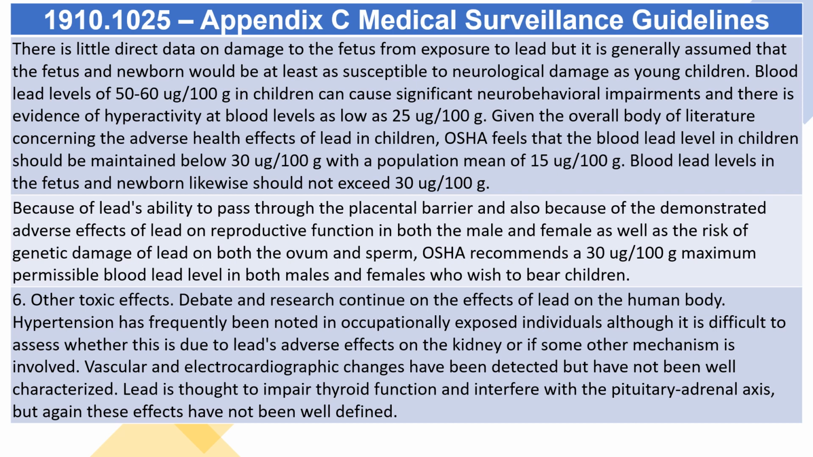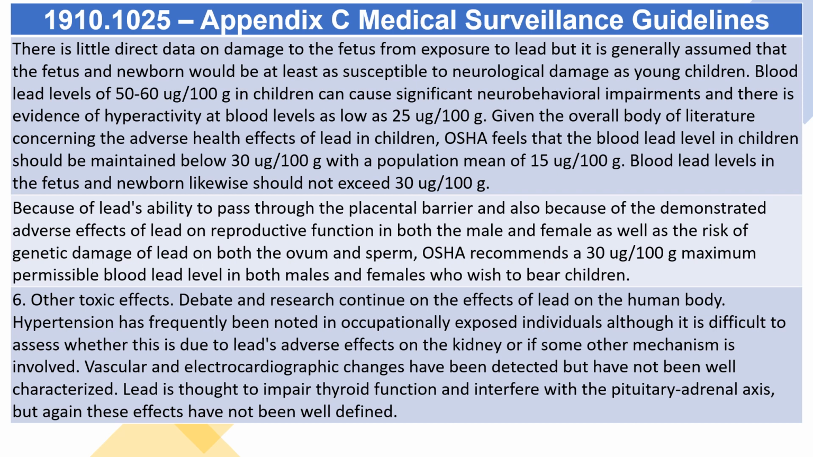Blood lead levels of 50 to 60 µg/100 g in children can cause significant neurobehavioral impairments, and there is evidence of hyperactivity at blood levels as low as 25 µg/100 g. Given the overall body of literature concerning the adverse health effects of lead in children, OSHA feels that the blood lead level in children should be maintained below 30 µg/100 g with a population mean of 15 µg/100 g. Blood lead levels in the fetus and newborn likewise should not exceed 30 µg/100 g.